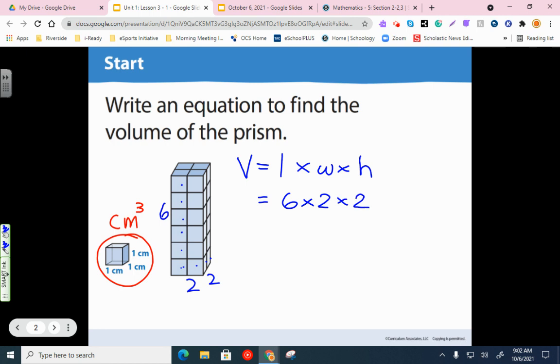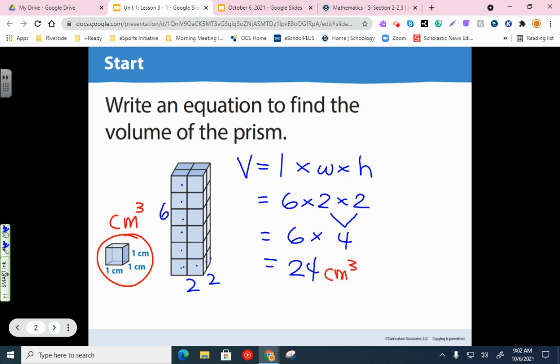All right. When you're multiplying more than 2 numbers, it's probably best to merge or combine a couple of them to make the multiplying a little easier. So let's do 2 times 2 is 4. So now we know 6 times 4 is 24. And we already talked about the fact that this would be in cubic centimeters.